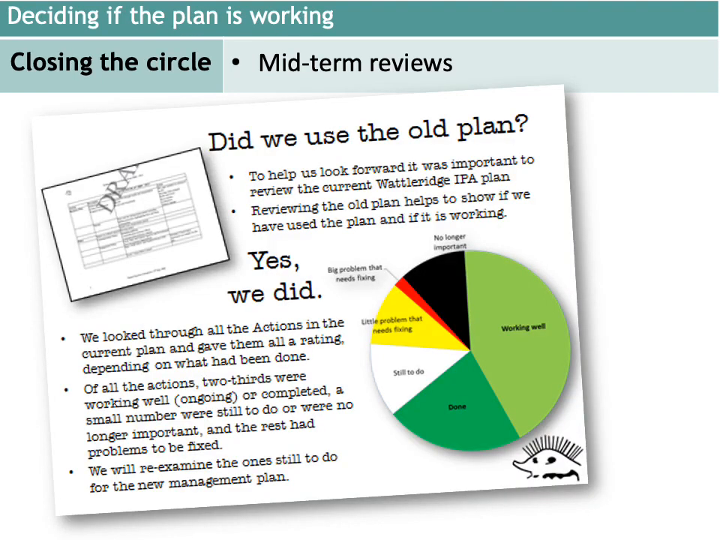When we do this in midterm reviews, we ask the question, did we use the plan? In this example, you can see that largely the actions were done or working well. There were a much smaller number of actions which were not completed. There were some which have been abandoned, and there are some which are still to do. But overall, the plan has been used.